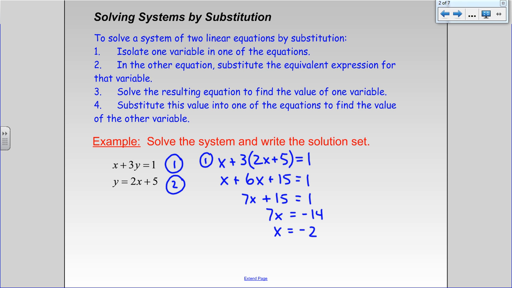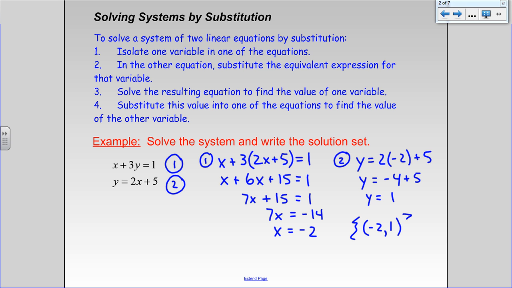So we've finished step 3. Now we go to step 4. We'll substitute for x. We'll substitute negative 2 into equation 2. So y equals 2 times negative 2 plus 5, which means that y equals 1. So the ordered pair that is the solution of the system is negative 2, 1. And we have 1 point in our solution set.